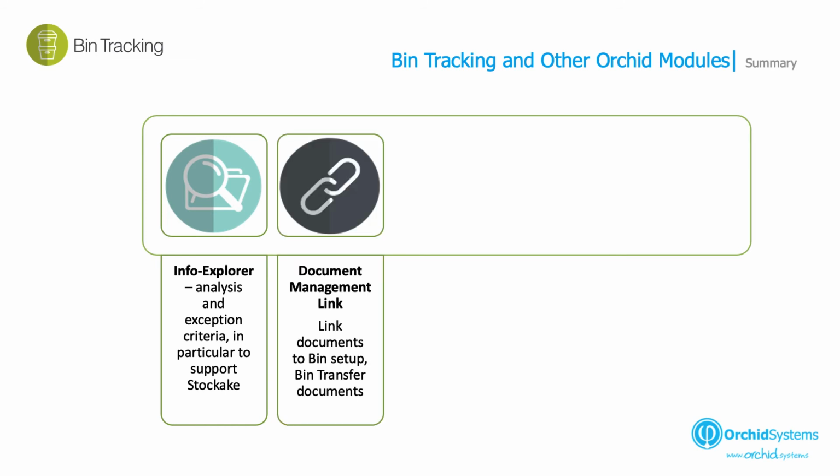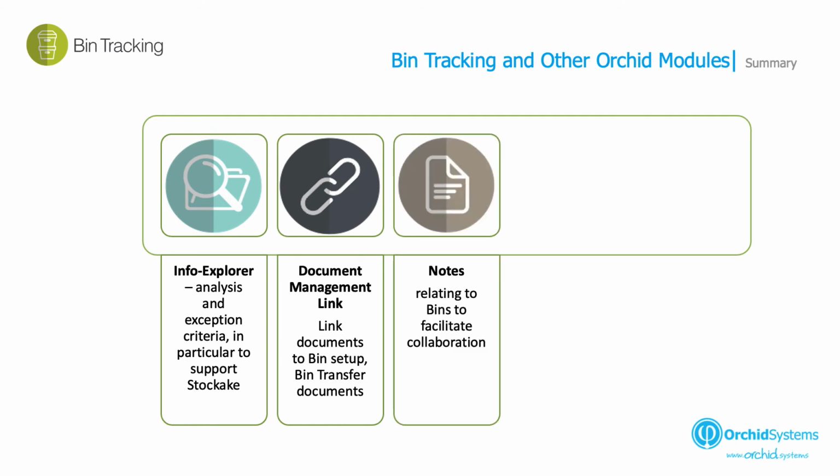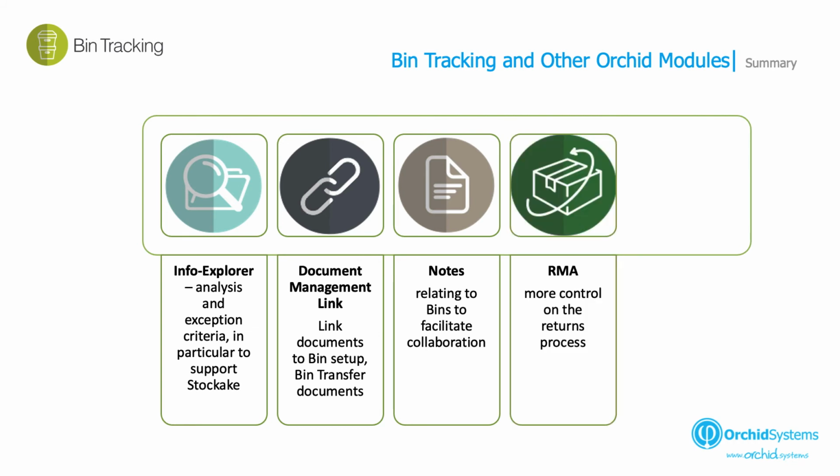We can use Document Management Link to document the bin setup, the bin transfer documents, and also all the underlying transactions that are linked to bin transfer. We've also looked at notes relating to bins and items in bins, which can facilitate collaboration between team members. We've looked at an example of using RMA with bin tracking where the bin transfer document is created when you return some stock to inventory through RMA. An RMA, Return Material Authorization, gives you more control over your returns process.